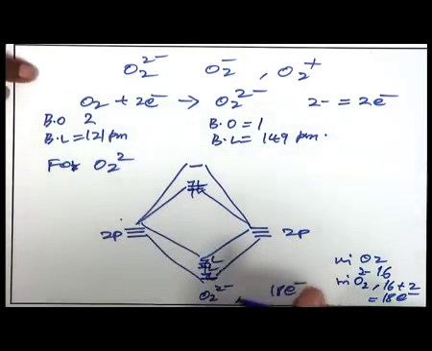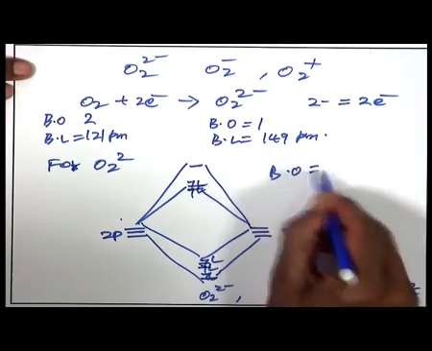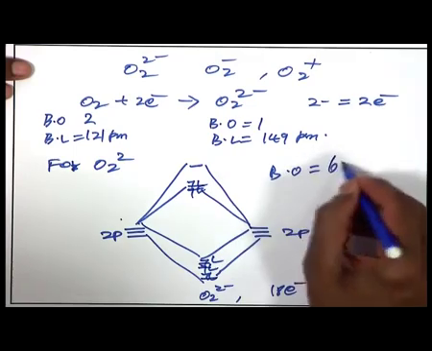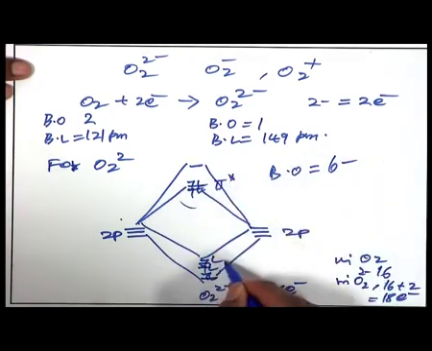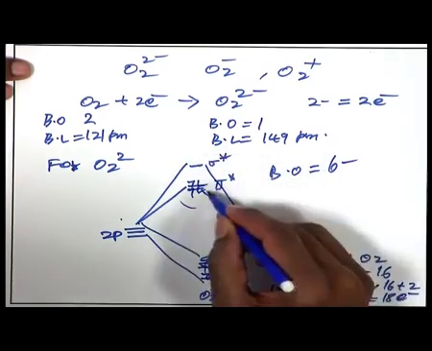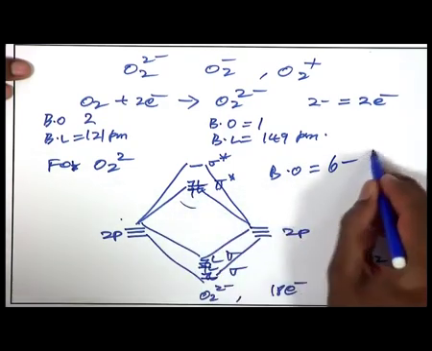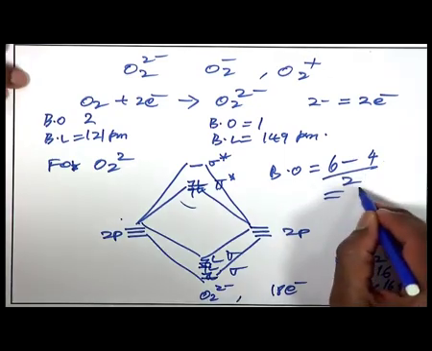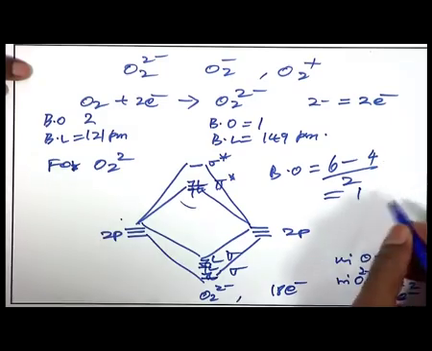Now, the bond order equals the number of electrons present in the bonding molecular orbitals, which is 6, minus the number of electrons present in the anti-bonding orbitals, which is 4, divided by 2. This is the pi star orbital, this is the pi orbital, this is the sigma orbital, and this is the sigma star orbital. So 6 minus 4 is 2, divided by 2 equals 1. The bond order is 1.